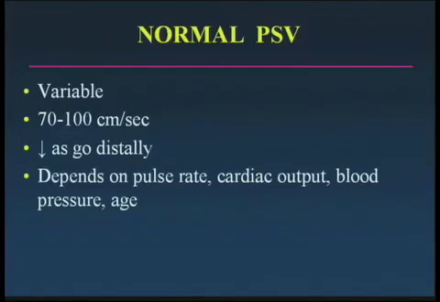These will be variable patient to patient, but the normal peak systolic velocity is most typically, in the United States, between 70 and 100 centimeters per second. It decreases as you travel distally down the common carotid and internal carotid artery, but the absolute number clearly depends upon pulse rate, cardiac output, blood pressure, age, and also body habitus.